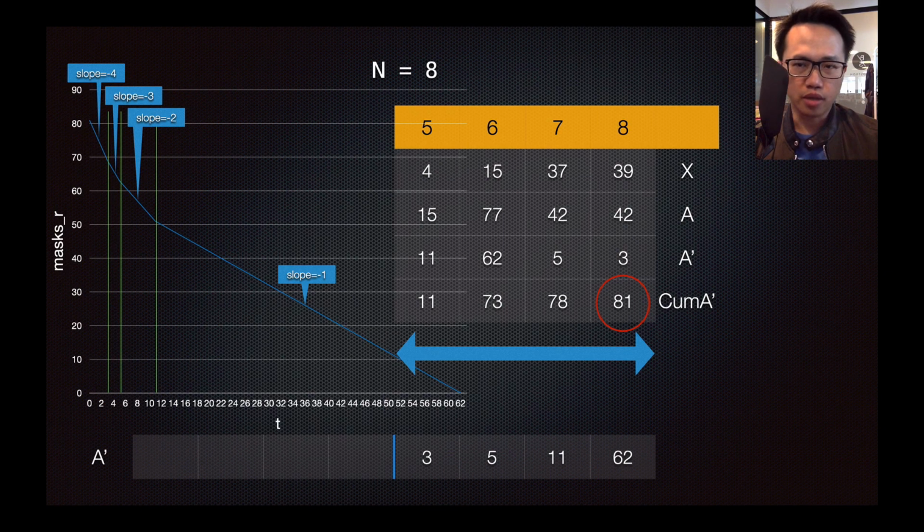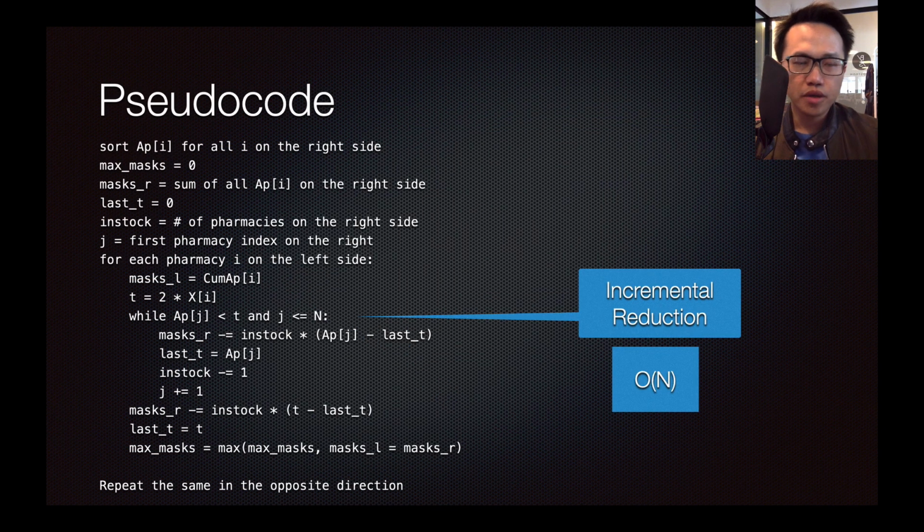So how would you implement that? Well, here's one way to implement it. The general idea is called incremental reduction. It's kind of the converse of partial sum. In partial sum, you're doing incremental summation, but here you're doing incremental reduction. You keep track of the masks R, and you keep reducing it at the slope that's currently prevailing.